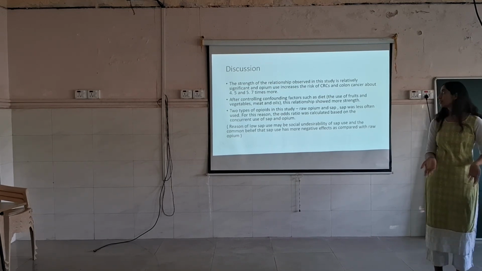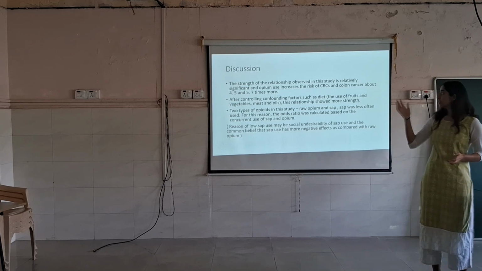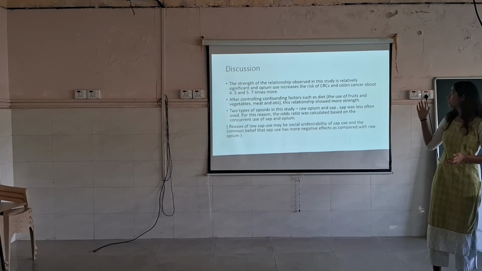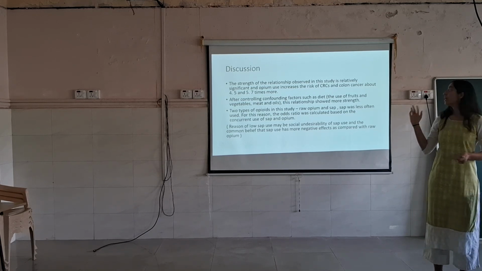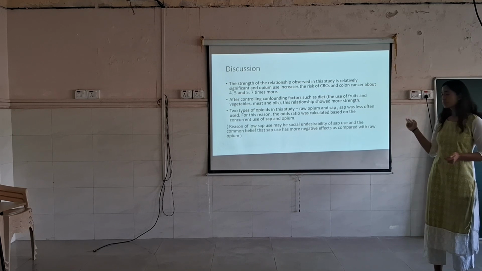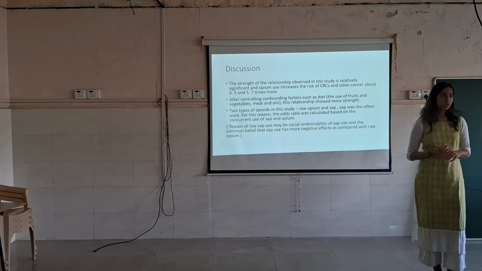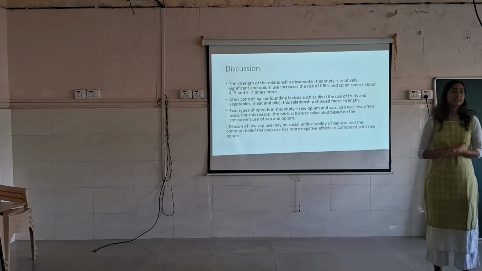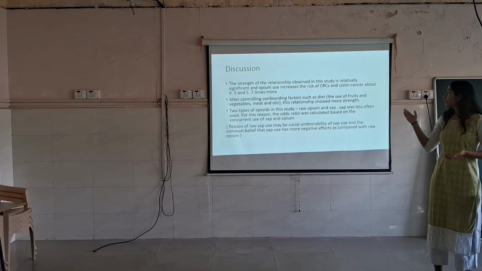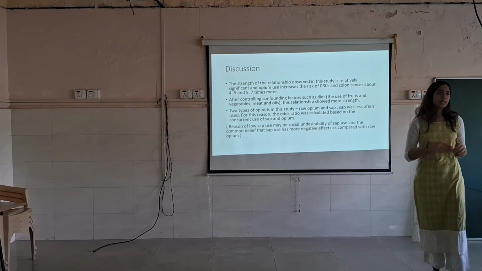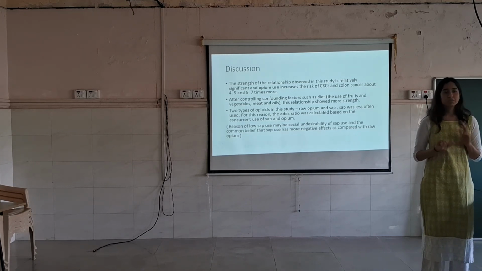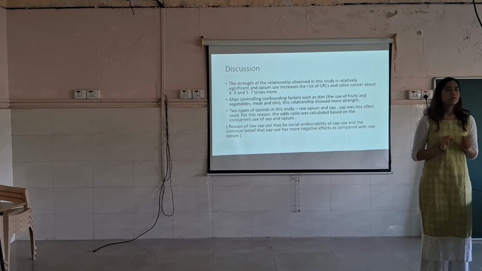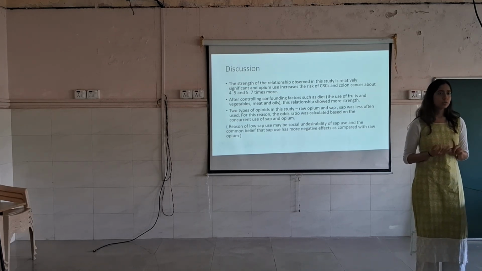Now, coming to the discussion part of it, it was proven that the strength of the relationship observed in this study is significant, and opium use increases the risk of CRCs 4.5 times and colon cancer about 5.7 times. The confounding factors were controlled, which is dietary history mainly, and it increased the relationship actually. Also in Iran, opium is usually consumed in 4 types. It's raw opium, burned opium, heroin, and sap. But they only found incidents of raw opium usage and sap usage, so they were both just analyzed together.